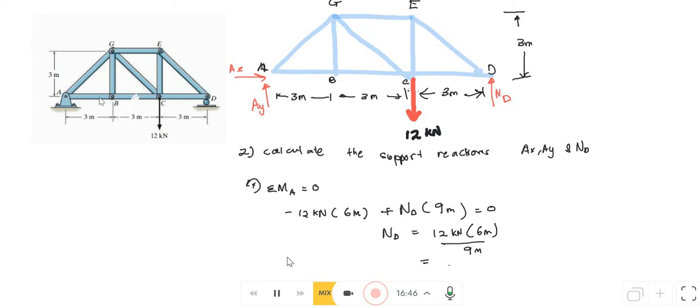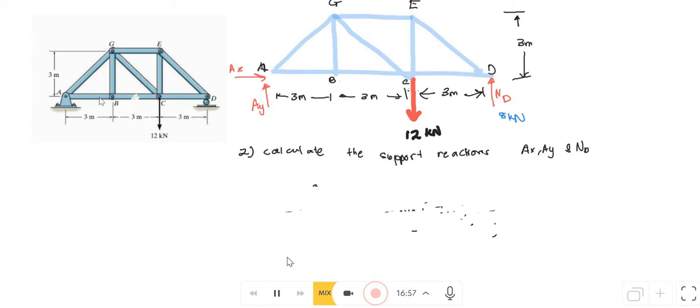So we get the answer is 8 kilonewton for normal force D. Okay. After we have calculated the normal force at D, we get 8 kilonewton and the force from the roller. Then we can calculate the support reaction at pin A, which is we can find AY and also AX.